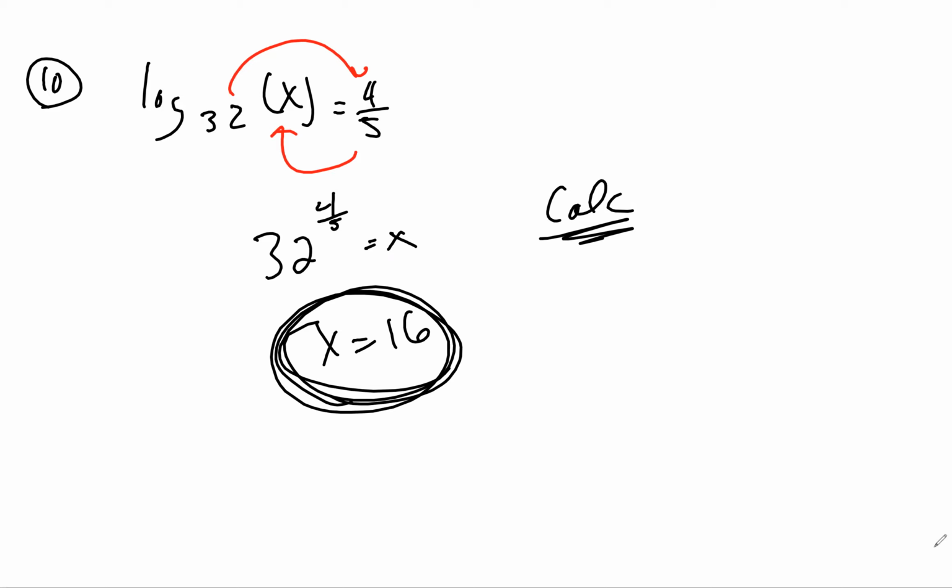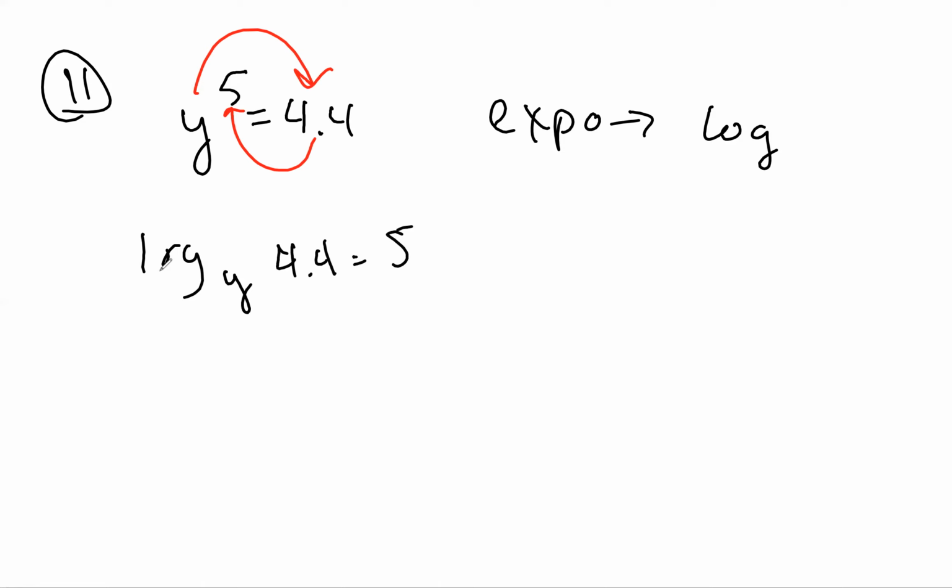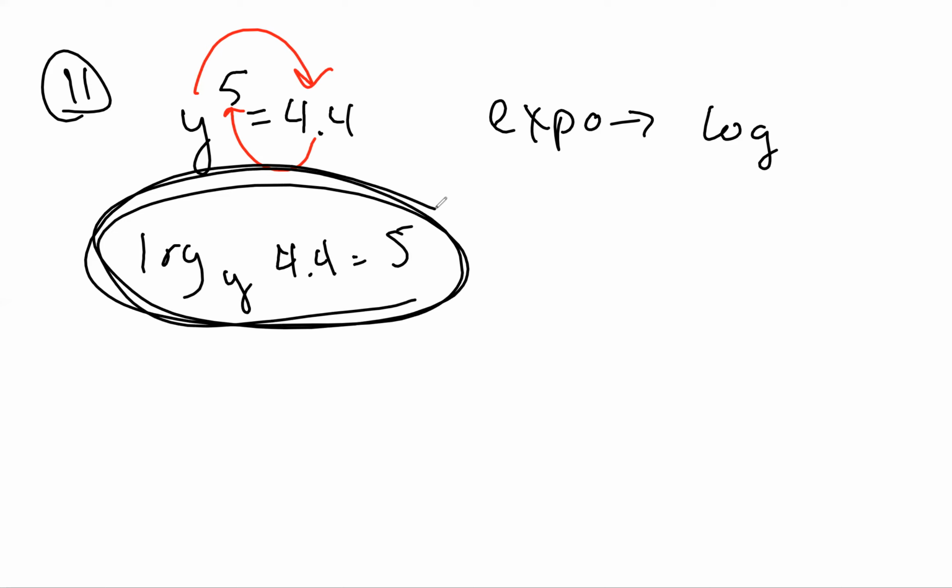So 11. Now this one we're going to change up a little bit. We're given this problem, which is clearly exponential. We want to turn it into a log. We're not going to solve it, we're just going to transform it. Again, the first thing we have to do is draw our arrows. We're going to rewrite this as log, our base is y, so log base y. We zoom over to the 4.4, and that's equal to 5. So my answer here is log base y of 4.4 equals 5. The instructions will tell you whether you're evaluating or just changing things, so pay close attention to those.